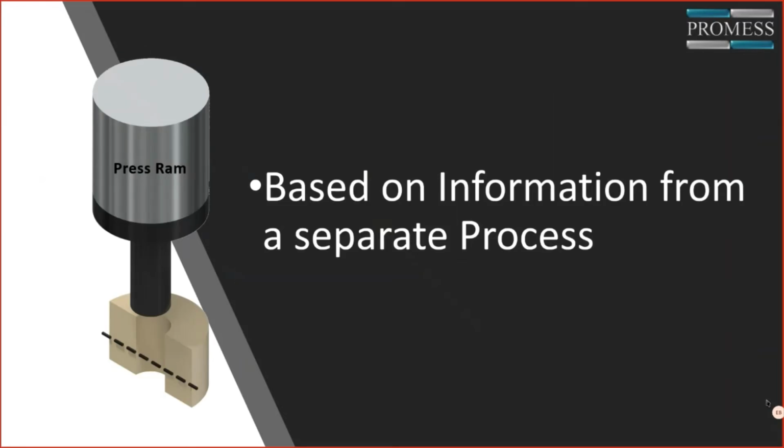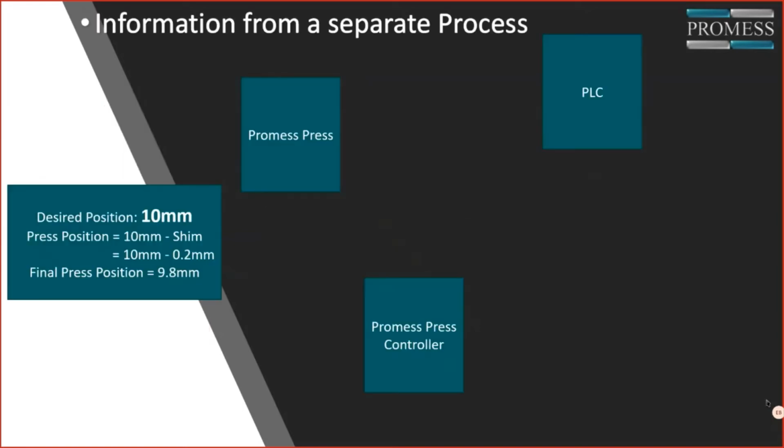Pressing to a position based on information from a separate process would typically take information from an external source such as a PLC and transfer the information to the controller to tell the press where to go. To elaborate on this a little more, I'd like to take an example of adding shims to a housing. So you'd have your PLC, the Promess controller, and the Promess press. And in my example here, I want to press to a desired position of 10 millimeters. So the PLC would take information from an external source, such as an external gauge or something, and send that information over to the Promess controller.